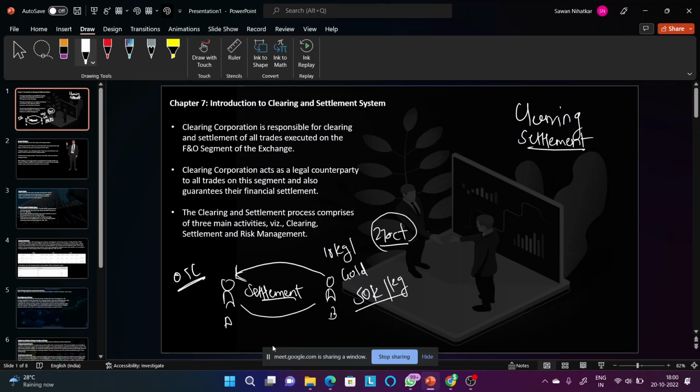But as we talk about exchange traded contracts which are standardized and which are governed by the exchange totally, in that case, the settlement procedure became much more robust and much more complicated. Why? Because when we talk about exchanges and standardized contracts, the volume is extremely high.